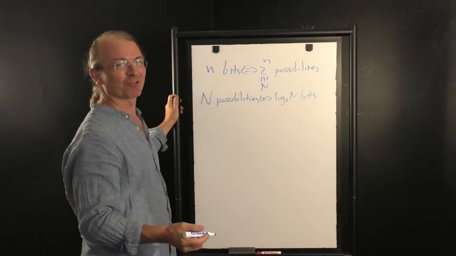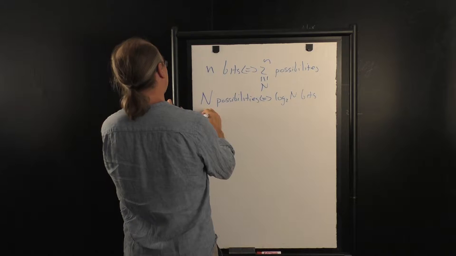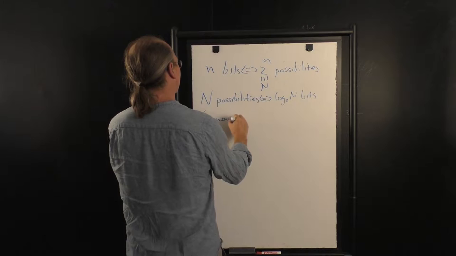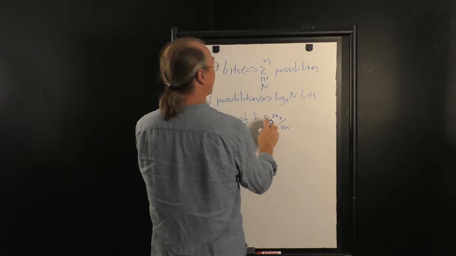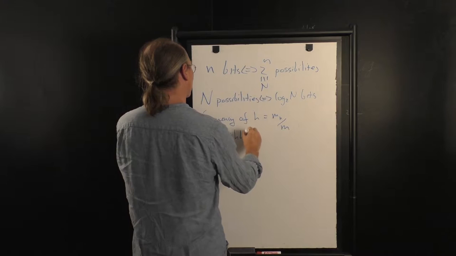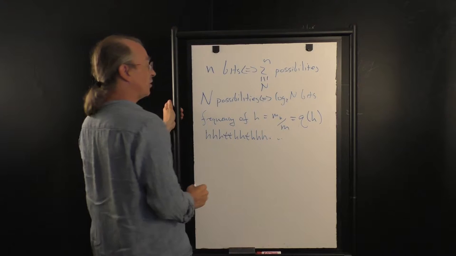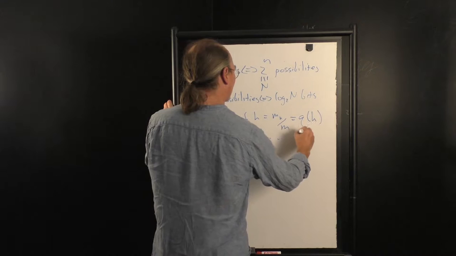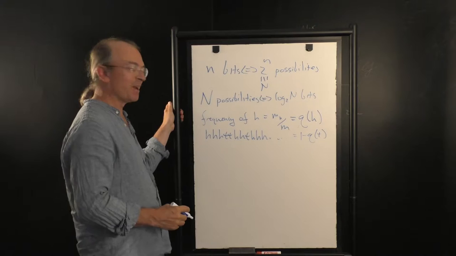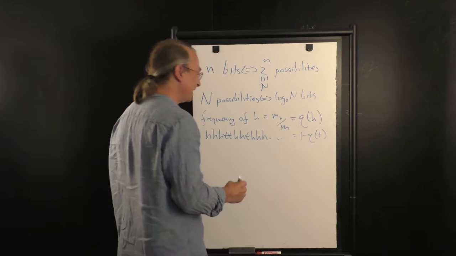Then we also looked at probabilities. So if the frequency of heads is m sub h over m, the total number, if I have a sequence with heads and tails, I count the total number of heads, I count the total number of tails. I define this to be q of heads, and I define q of tails. This is equal to 1 minus the frequency of tails, because it's either heads or tails, where our coins are not landing on their edges and just staying there.